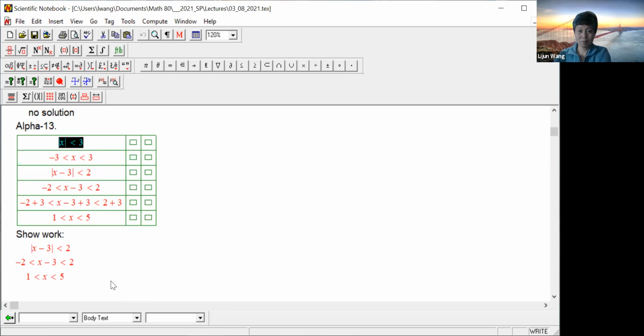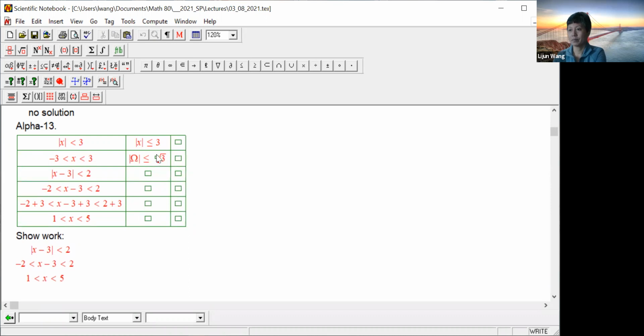You guys want to try some? I'm going to do one more before you try. The next mode is absolute value of x less than or equal to -3. And now we change it to something like this: omega, or baloney, is less than or equal to square root of 3, for example. I'm looking at number 4 on alpha 13. Do you guys follow me?